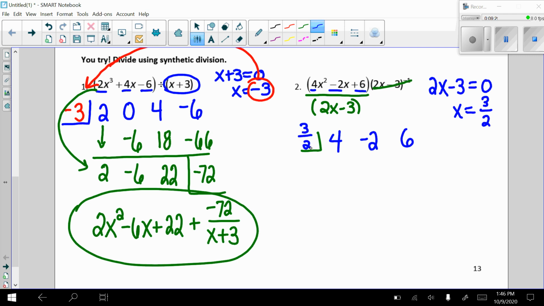So at this point, I would like you to stop the video. Go ahead and see if you know how to do this problem, and then start it up again. And hopefully we'll have the same answers.